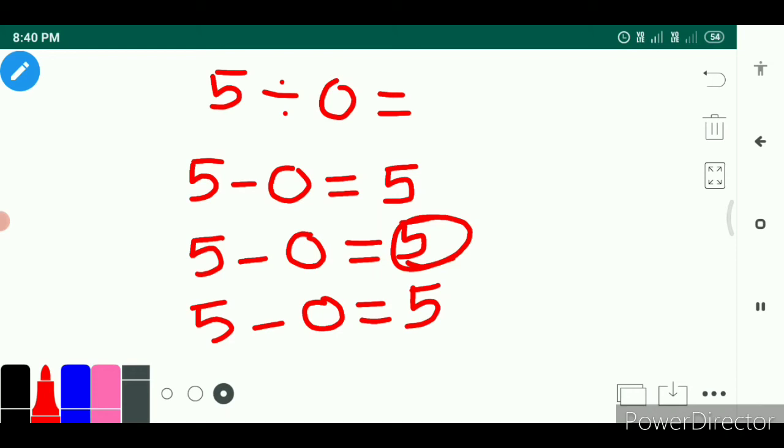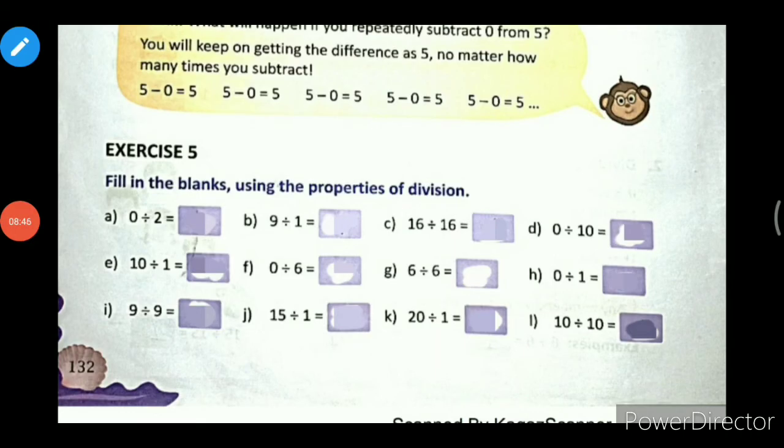I hope you have understood the properties of division. We'll apply those properties in our next exercise, exercise 5. Now students, open page number 132 and see exercise 5. Fill in the blanks using the properties of division.